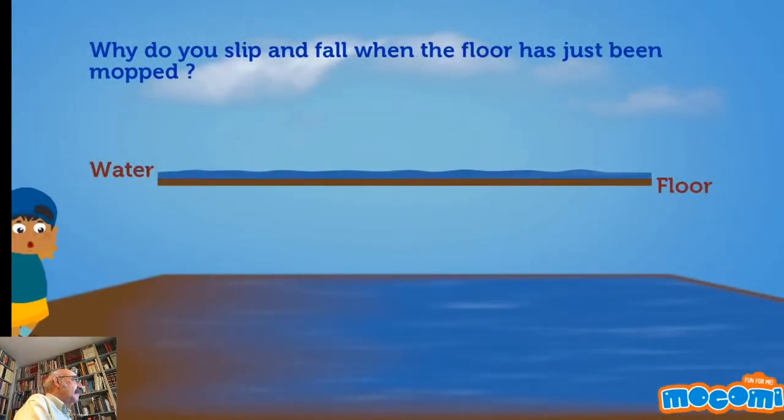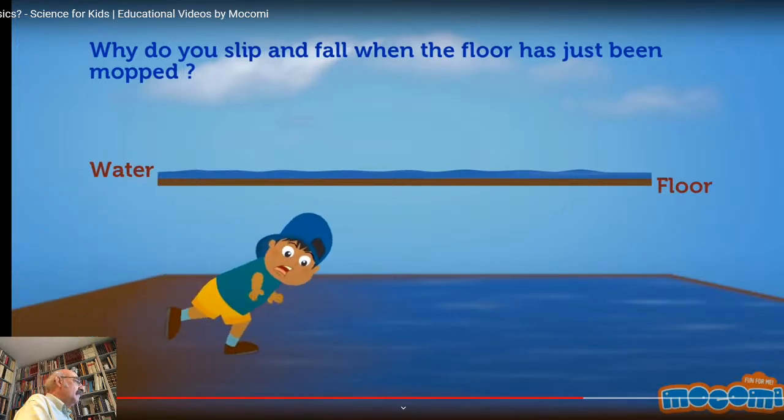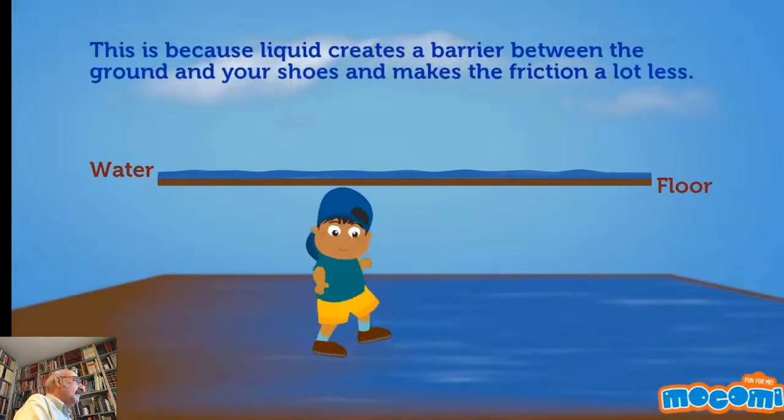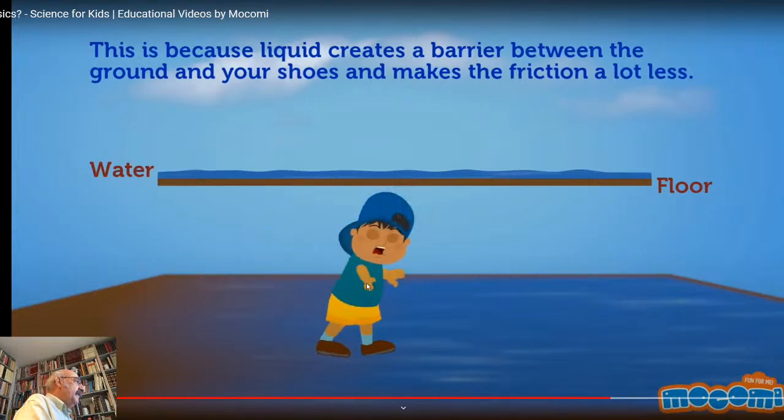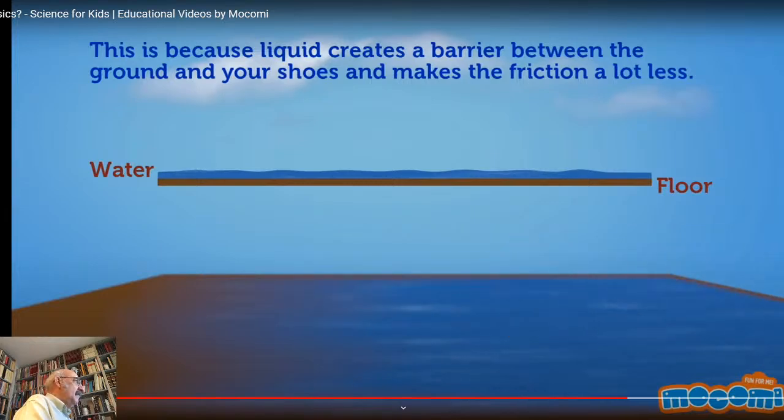Why do you slip and fall when the floor has just been mopped? This is because liquid creates a barrier between the ground and your shoes. Now this is another different surface, in this case a liquid. This is water. Your experience says that when you are walking on a wet surface, you are stepping on water, you are experiencing less friction. This is another object, in this case a liquid, and it makes the friction a lot less.